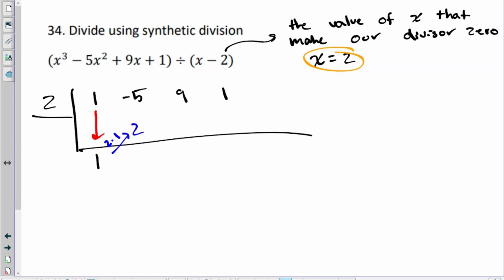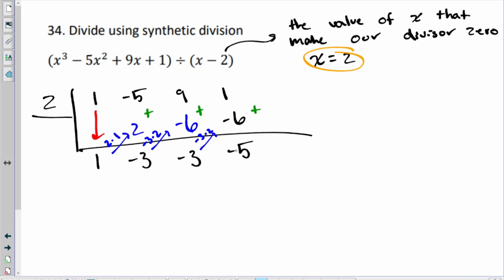And then you add these up. So negative 5 plus 2 is negative 3. And then same process. You take 2 times negative 3, so negative 3 times 2. That gives me 6, negative 6 that is. So I put negative 6 here, and then I add. 9 plus negative 6 is also negative 3. And then I multiply again, negative 3 times 2, and I get negative 6 again. And then I add. And so my remainder is negative 5.